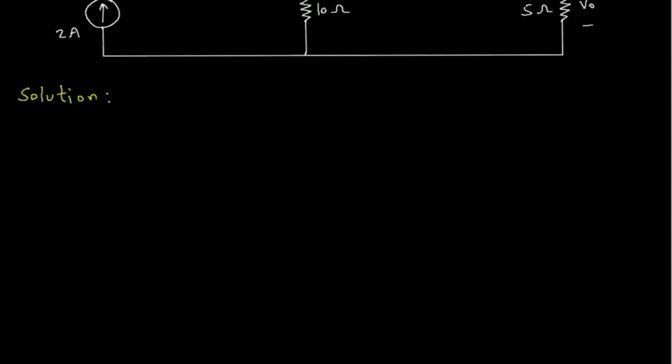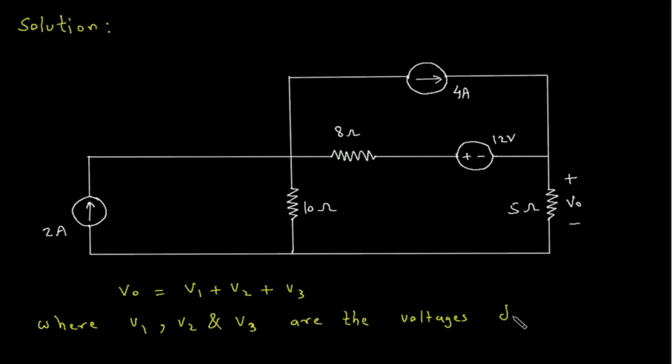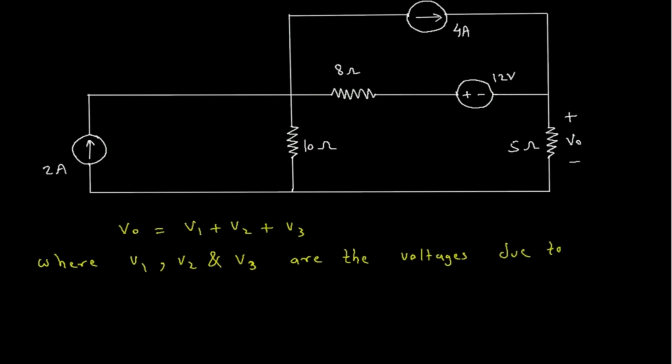First of all, we will redraw the circuit. Since there are total 3 independent sources, so VO is equal to V1 plus V2 plus V3, where V1, V2 and V3 are the voltages due to 2 ampere, 4 ampere and 12 volt respectively.